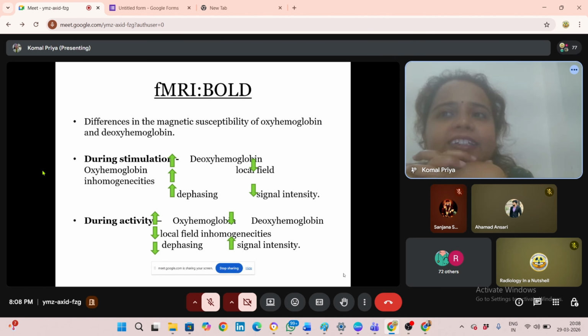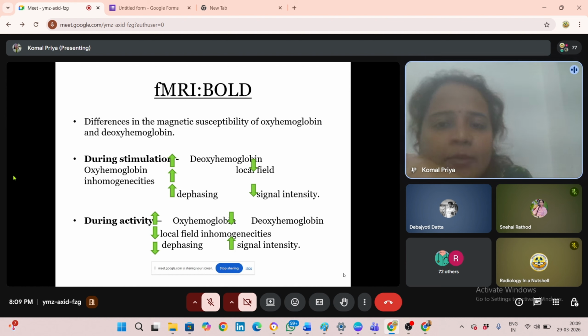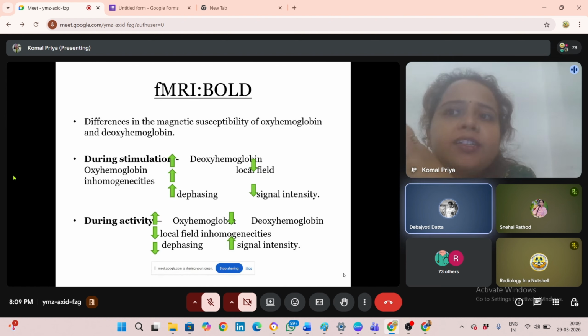Some students said time taken from one RF pulse to the other RF pulse. That is TR, and one thing is TE. What is TR? Time of repetition. Time of repetition is one RF pulse to the other RF pulse. Time of echo is one RF pulse to the time of signal collection. So this is your TE.